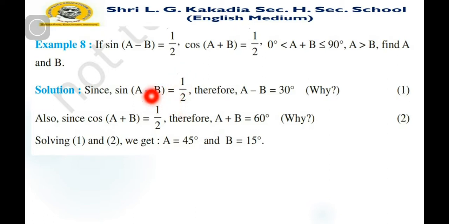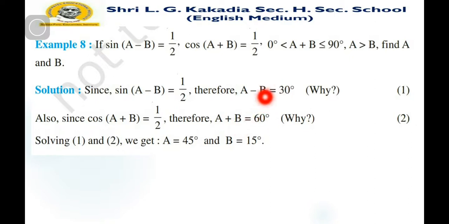we know that for the sine, its value is 1 over 2 when the angle is 30. When sin 30, then it will be 1 over 2. Then we can say that a minus b is equal to 30. So here a minus b is equal to 30, as well as for cos, when its value is 1 over 2, the angle is 60. So a plus b will be 60.